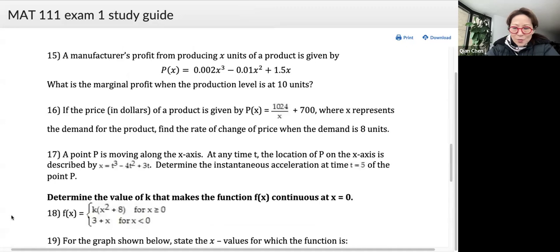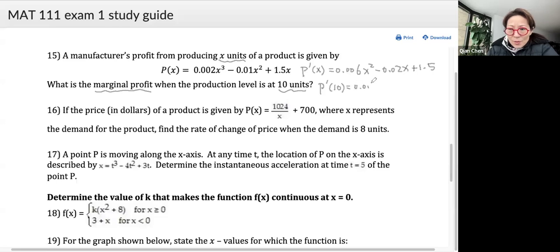15 just deals with decimals and also understanding one word. One word is marginal profit. The marginal profit, which is the P prime, equals 0.002 times 3 is 0.006 x squared, minus 0.01 times 2 becomes 0.02 x, plus 1.5. So that is the derivative function. And then given 10 units, because x represents the units, that's P prime of 10.